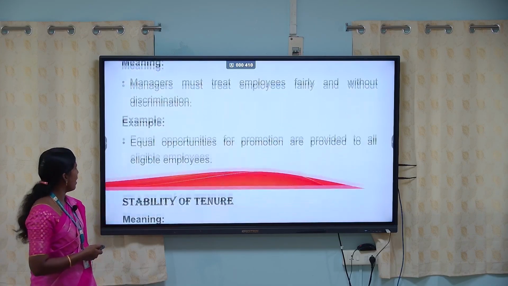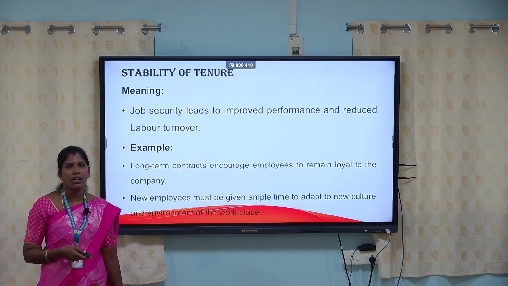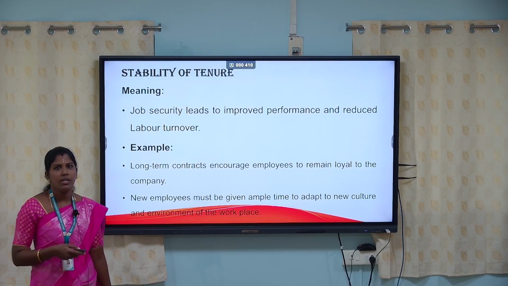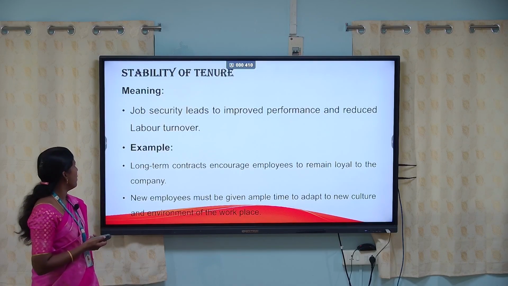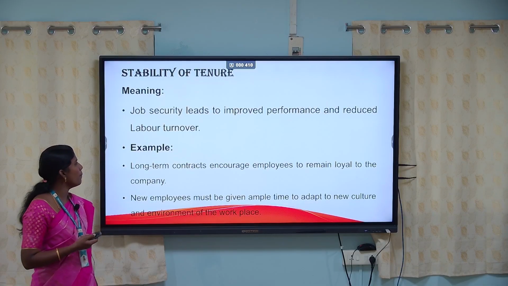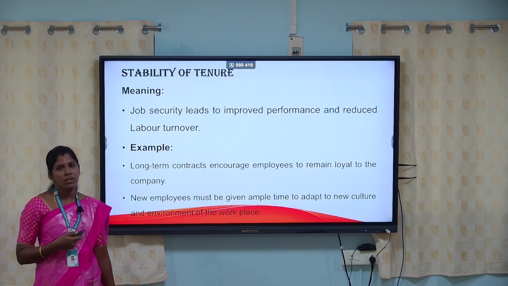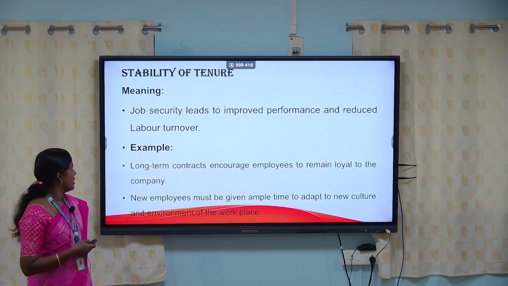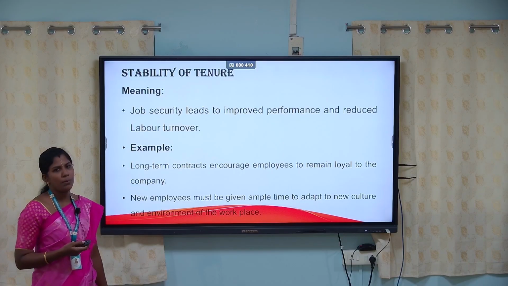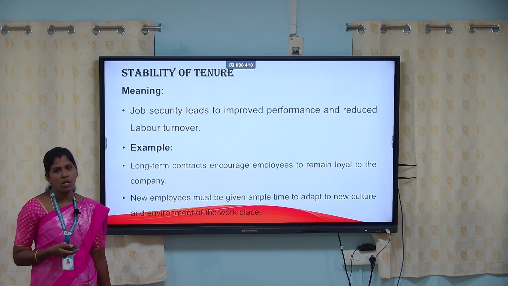The next slide is stability of tenure. Employee job security is very essential in management, and it will be given by the organization. Automatically, the employee will work in the right way. Meaning: job security leads to improved performance and reduced labor turnover. Labor turnover will be automatically reduced, and performance will be increased based on the job security.